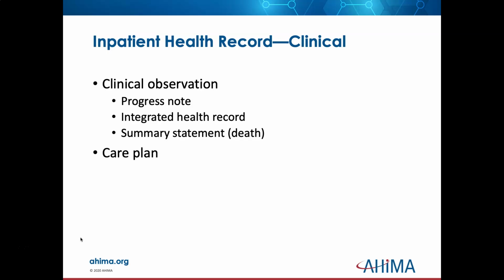Clinical observations include progress notes, the integrated health record, which includes all the different others that are involved in the record, and then a summary statement if there's a death. There has to be a pronouncement of death if someone passes away in a hospital inpatient setting, where they indicate the date, time, means of death, and all those types of things. And that's usually the physician that's there that pronounces the patient. And then a care plan. Every patient has to have a care plan.